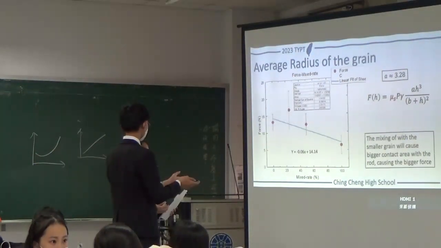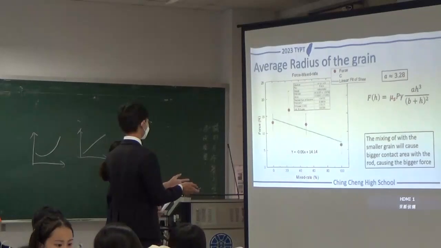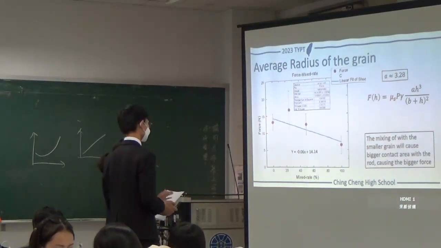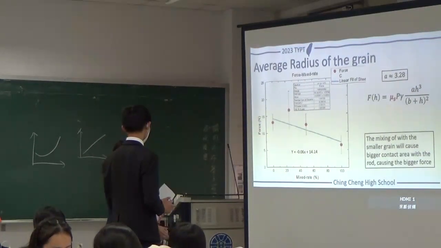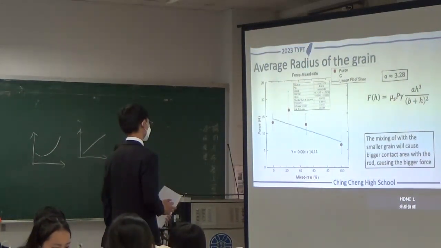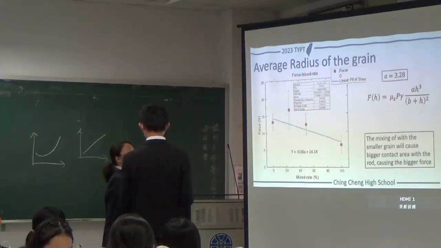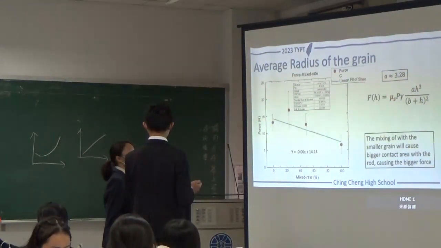About this data, or which data? Like all the data. Right. So how did you make sure it is actually the static friction instead of other things? You say the kinetic friction and the static friction.